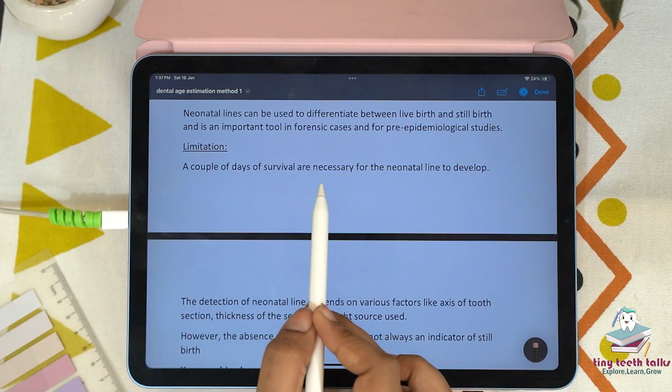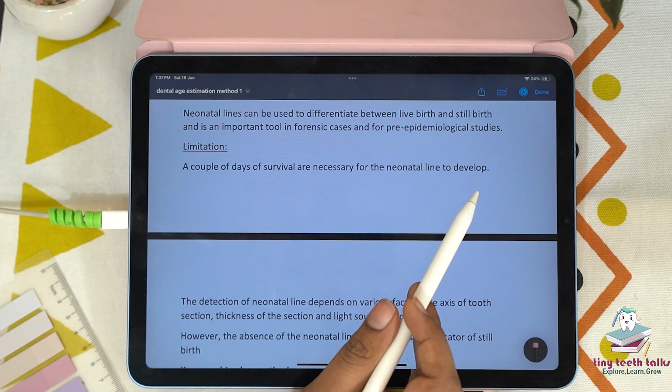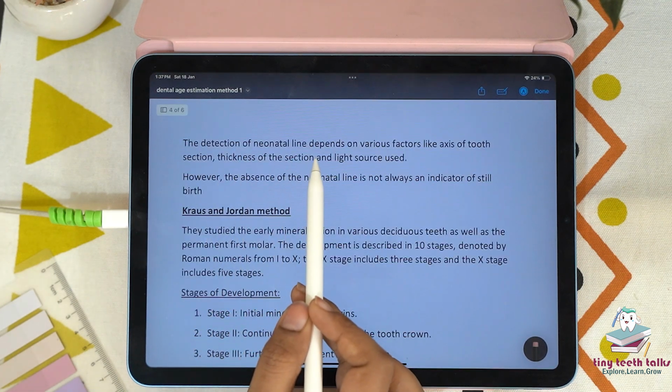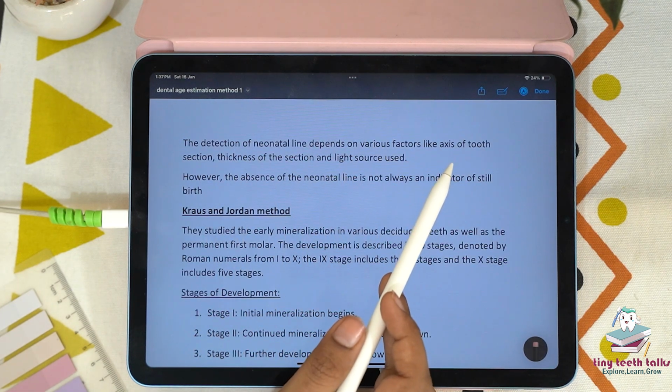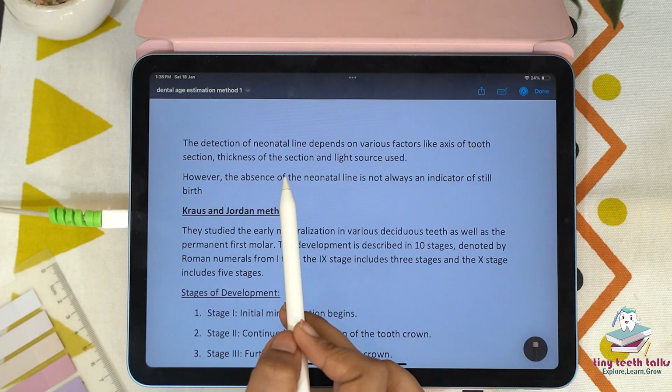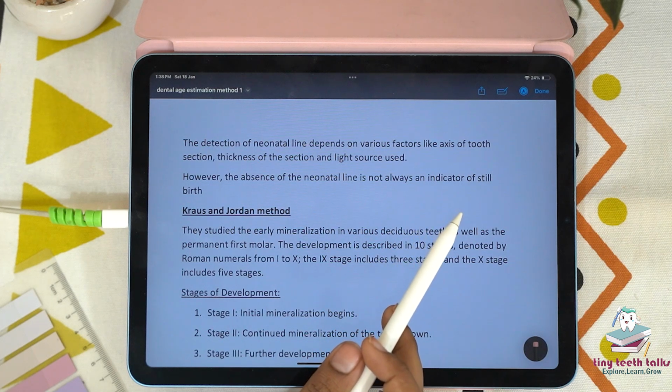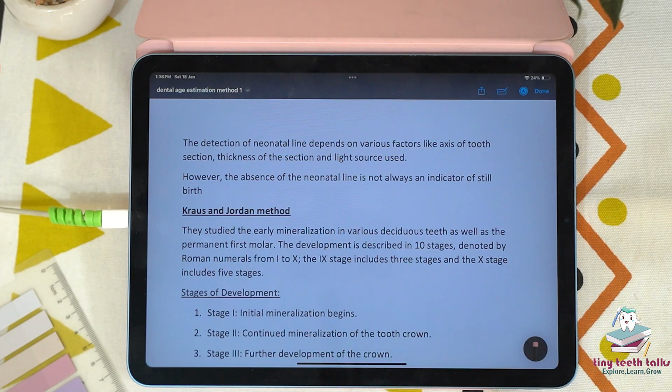A couple of days of survival are necessary for the neonatal line to develop. The baby needs to survive a few days after birth for the neonatal line to form. The detection of the neonatal line depends on various factors like the axis of the tooth section, thickness of the section, and the light source used. Finding the line depends on how the tooth is cut, how thick the slice is, and the light used to see it. However, the absence of the neonatal line is not always an indicator of stillbirth. If the neonatal line is not present, it doesn't always mean the baby was stillborn.